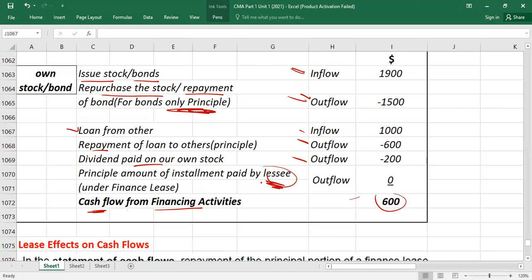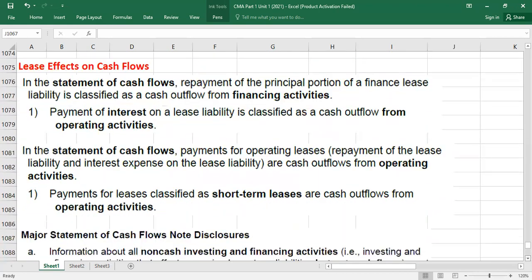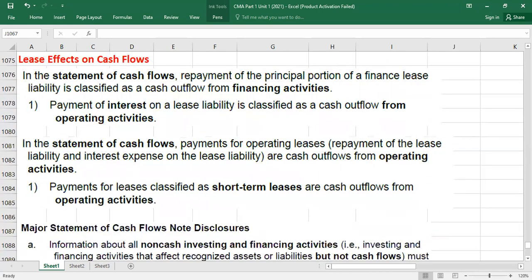Now, guys, let me tell you about lease. Once I teach you proper accounting of lease, there I will tell you cash flow effects. But here I'm talking about only the lessee point of view. Because most of the companies are lessees. They are taking assets on lease. Right? So here we go. Please remember, these effects are written here also in order to solve critical questions.